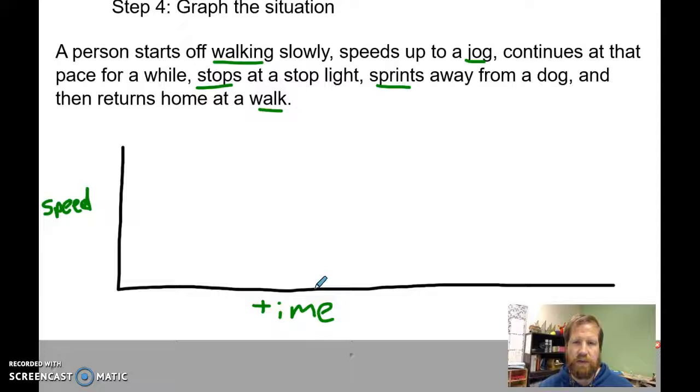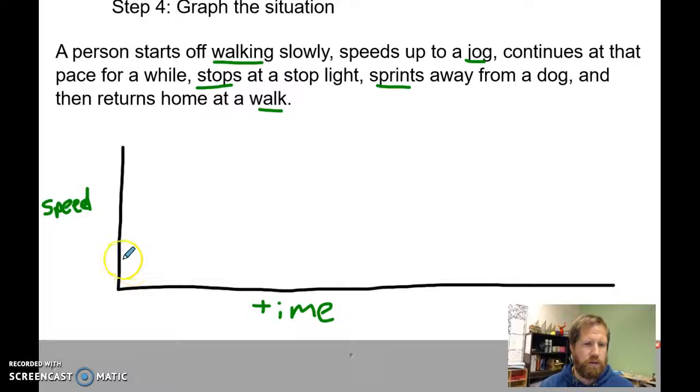And then sprinting. That'll make a quick jump, and then we'll sprint away from a dog for a while, and then it looks like he comes down and kind of walks the rest of the way home. So we've gone through and looked at our keywords. Now we can make our graph.